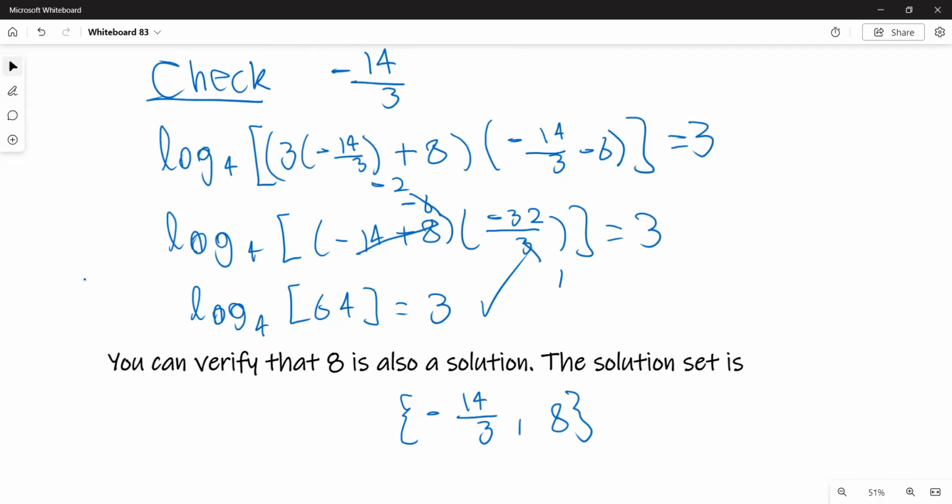So I'm going to finish the section, and this is the last video in the course, with applications of exponential and logarithmic equations. The first one is example 10 on page 467.